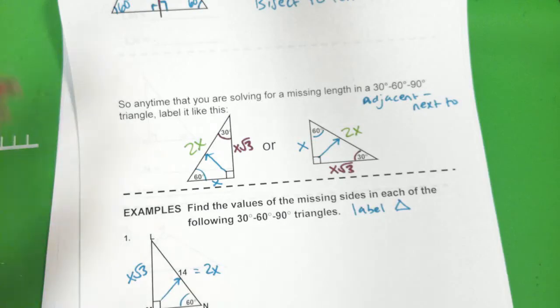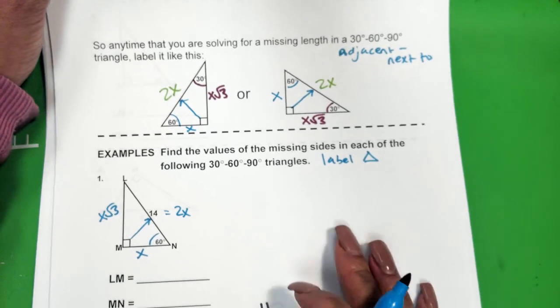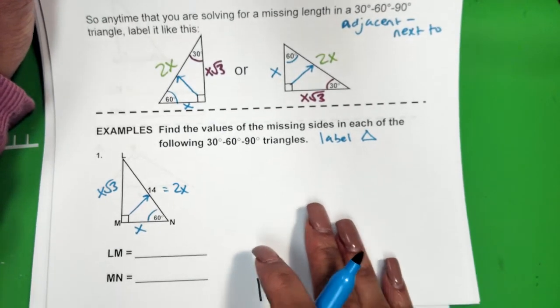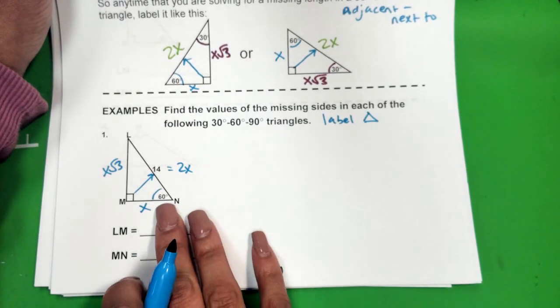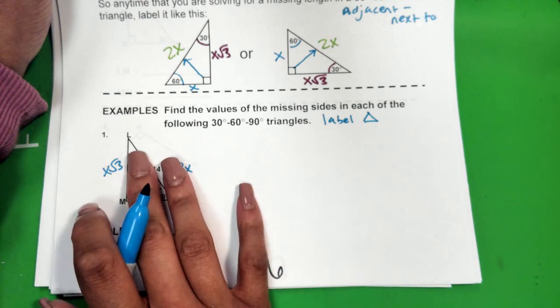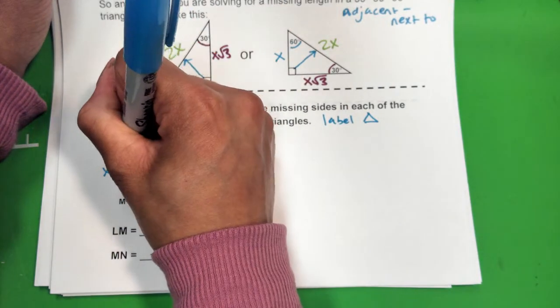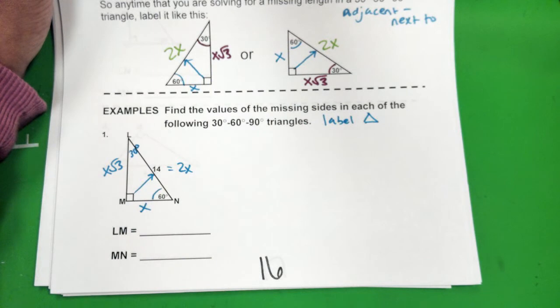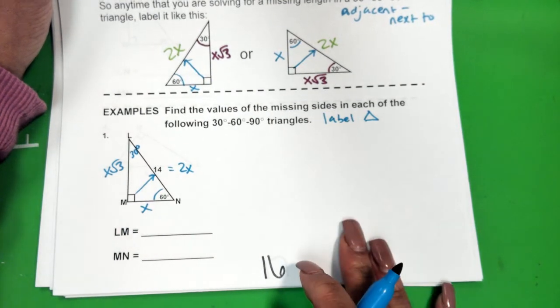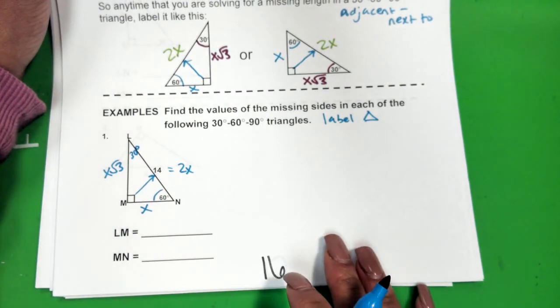So label first. Label your triangle first. Okay, so always label your triangle first. So I'm left with 2x. Little x is by the 60, and then x square root 3, assuming that this is 30 degrees in my corner. Okay, so now I need to solve for LM and MN.